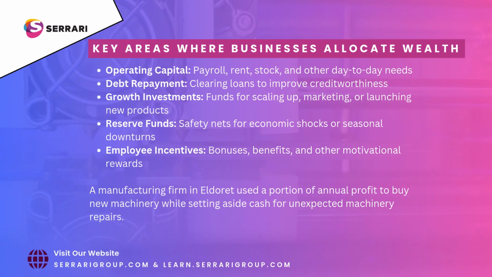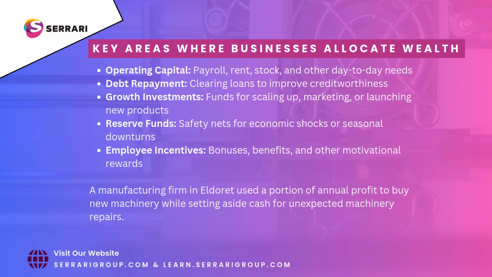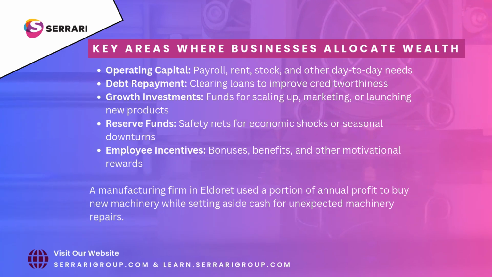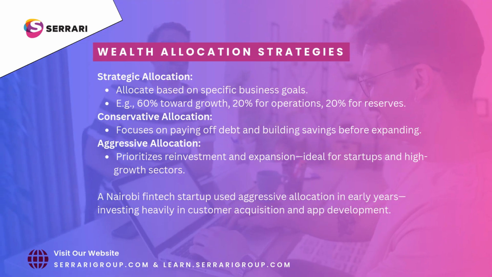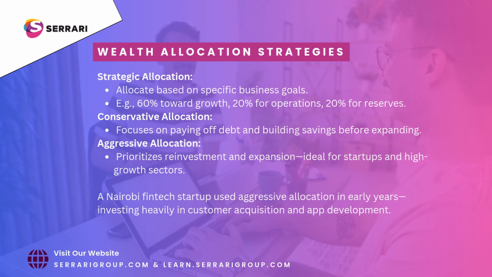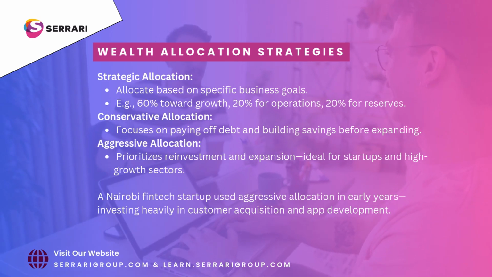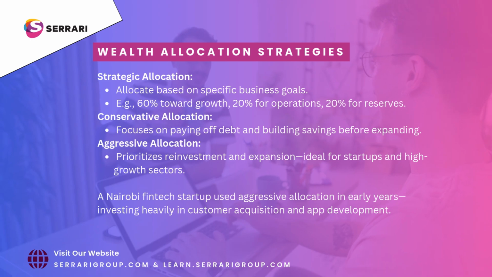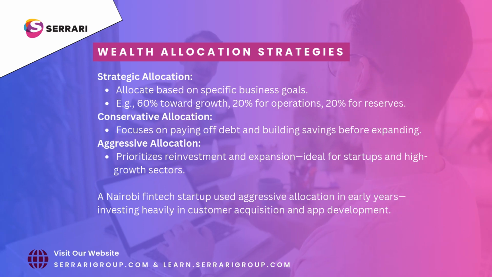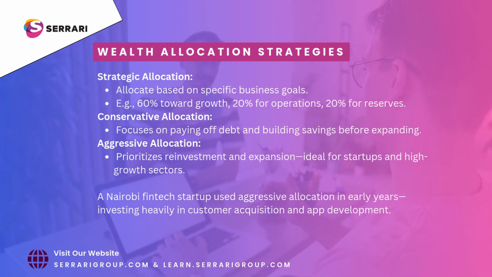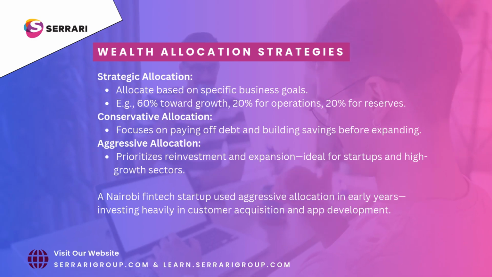A manufacturing firm in Eldoret used a portion of annual profit to buy new machinery while setting aside cash for unexpected machinery repairs. Wealth allocation strategies. Strategic allocation. Allocate based on specific business goals. For example, 60% toward growth, 20% for operations, 20% for reserves.